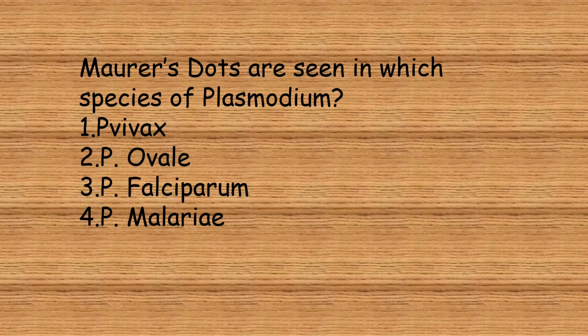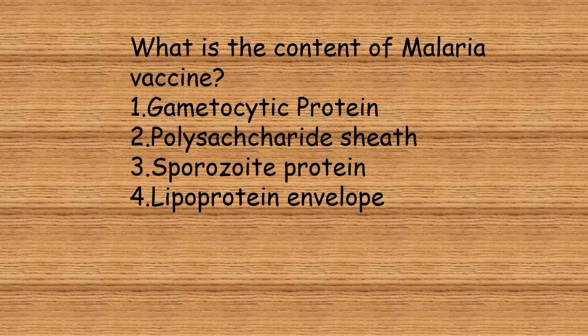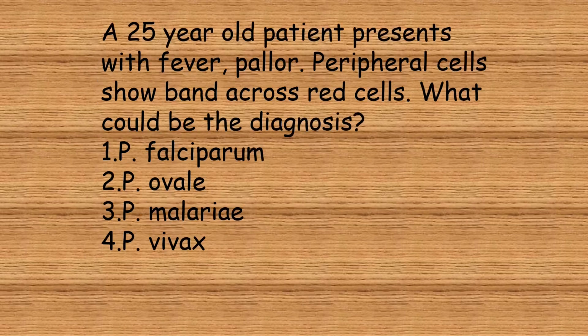Maurer's dots are seen in which species of Plasmodium? We already saw that it is seen in Plasmodium falciparum infection. Here you have to identify the organism related to the image. You can see there are multiple infections in a single RBC, which is most commonly seen in the Plasmodium falciparum infection. What is the content of malaria vaccine? We already discussed it is the circumsporozoite protein of the Plasmodium falciparum. The next question is, recrudescence is commonly seen in Plasmodium falciparum and relapses are seen in vivax and ovale infection.